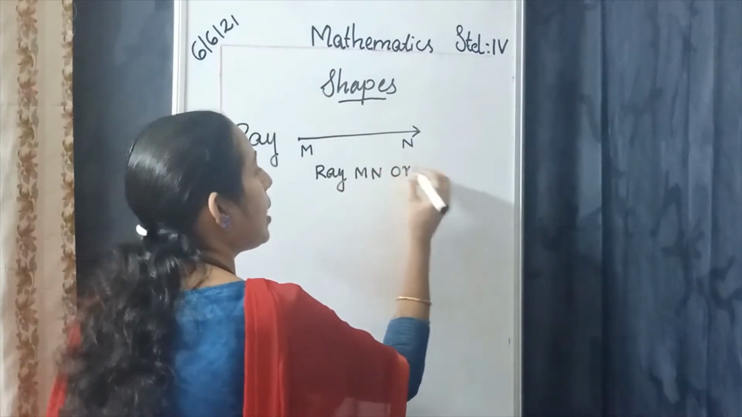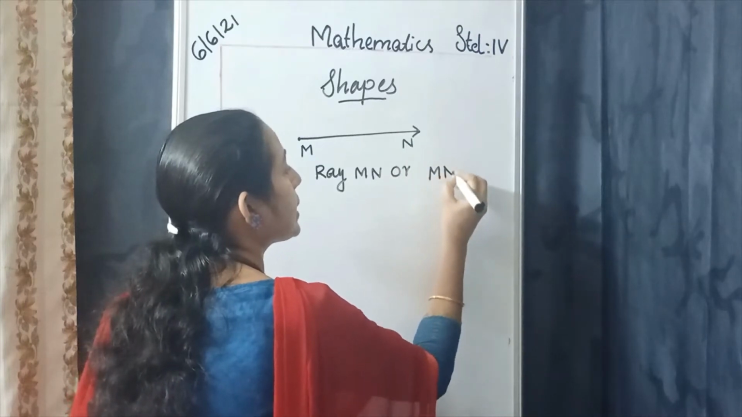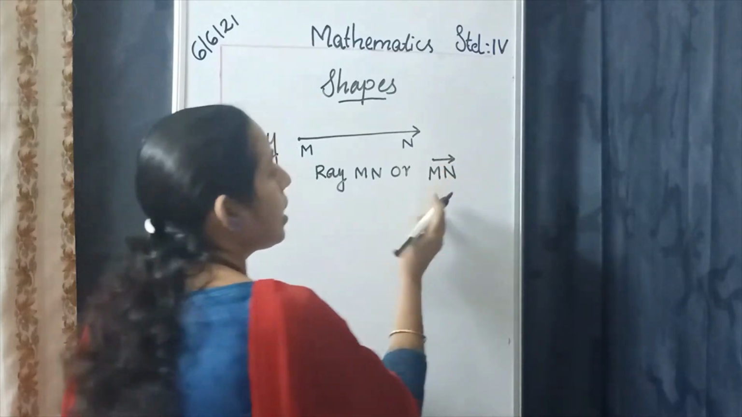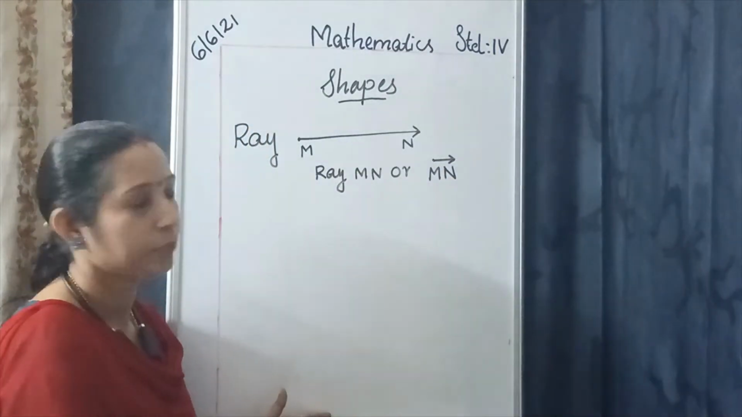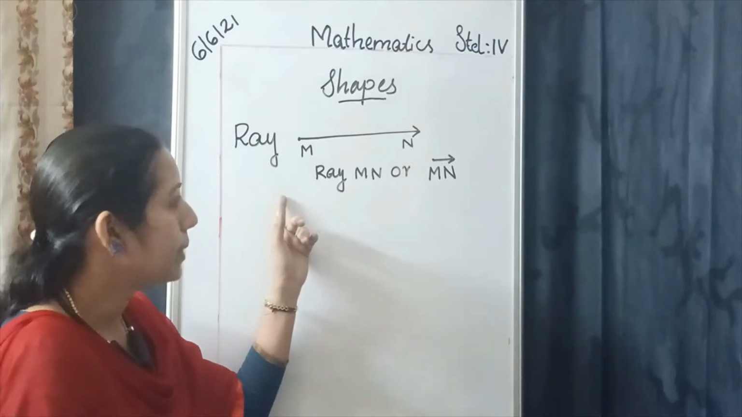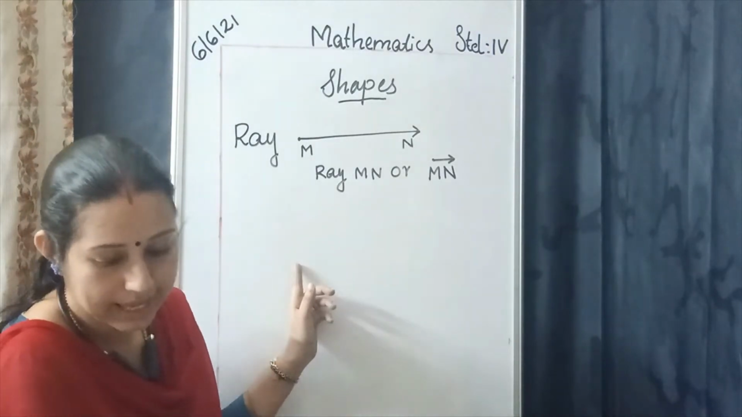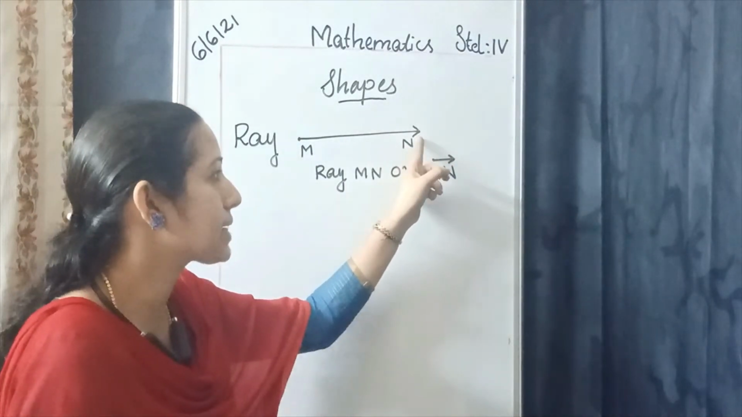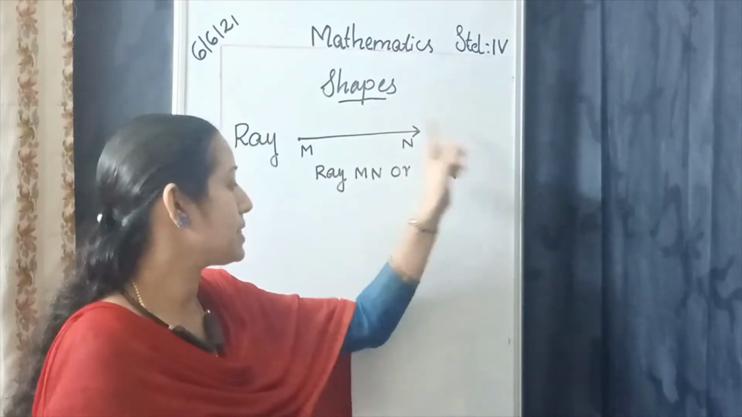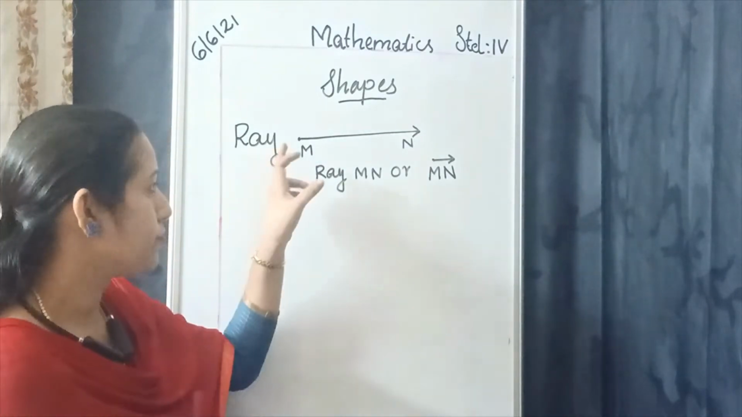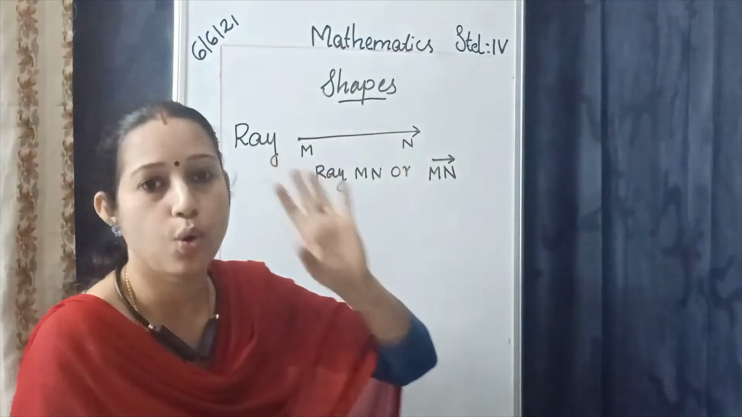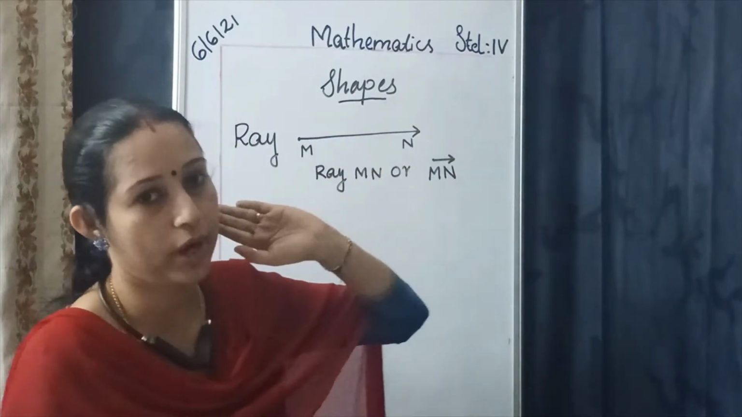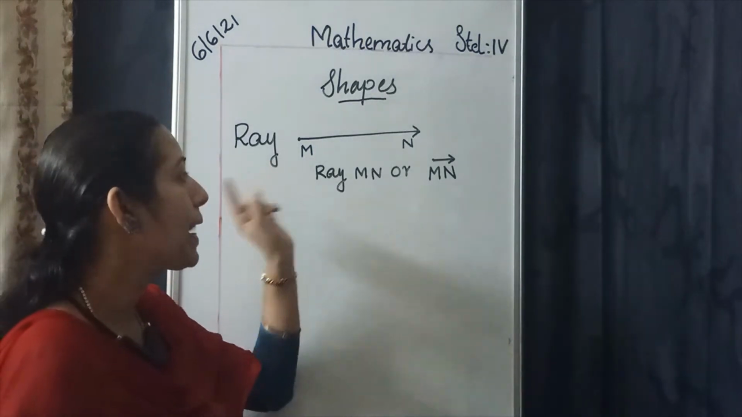Or using symbol we can write Mn, put this symbol. This means ray Mn. Okay, so ray means what? Ray is a straight line which has a starting point but no end point. It extends on these sides. So this is the ray. Okay, one starting point and no end point. Start from one point but extends on the other side. Okay, so this is a ray.